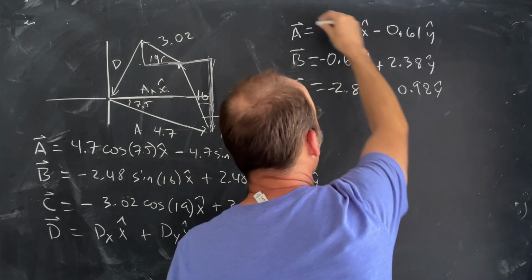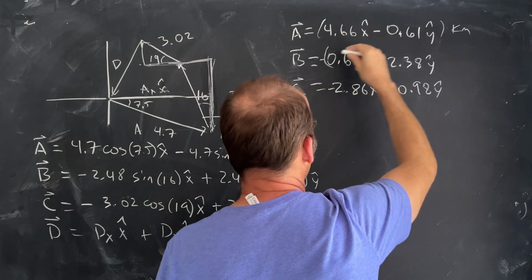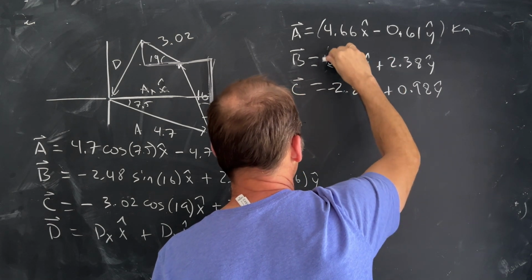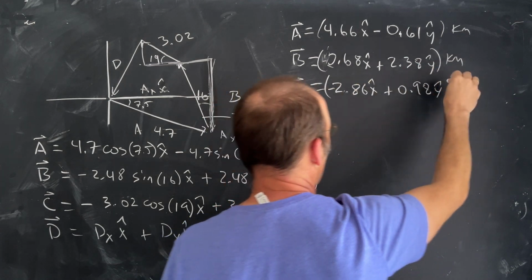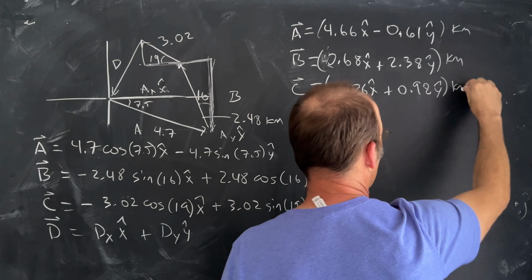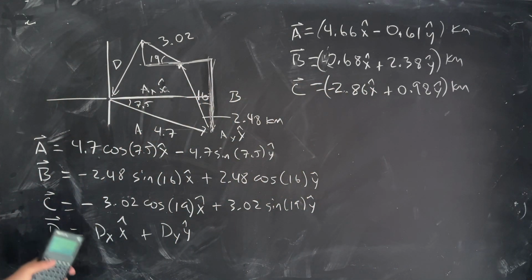Now, those are all in kilometers, just so you know. Vectors can and do have units. I'm just being a lazy jerk and not putting them. But if this was a test, I'd want you to put those units on there. And then we don't know D.